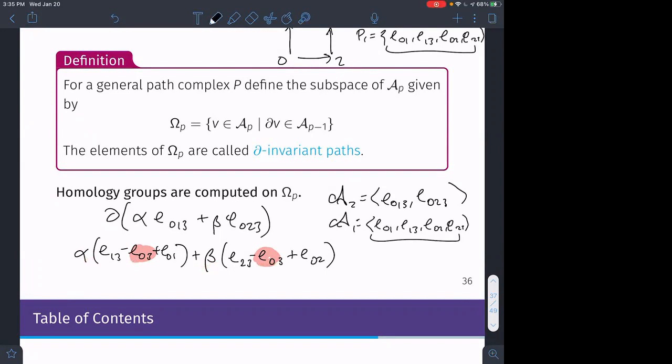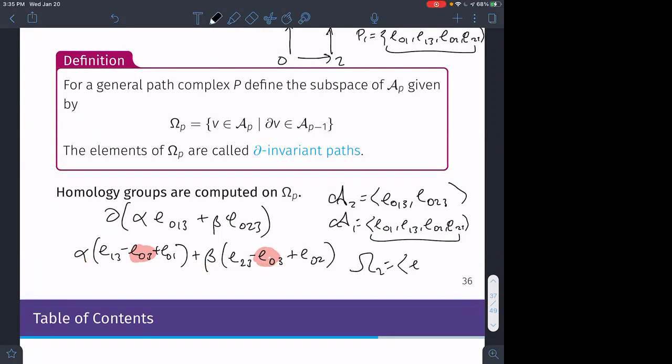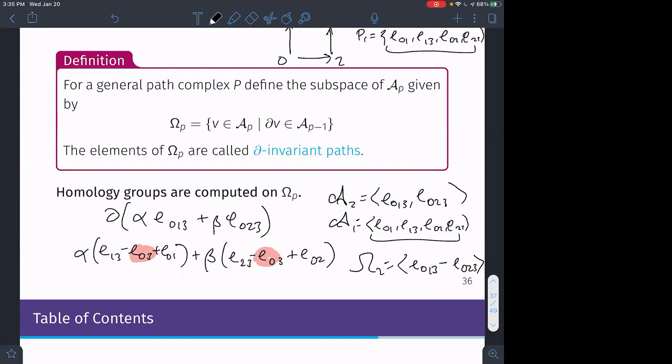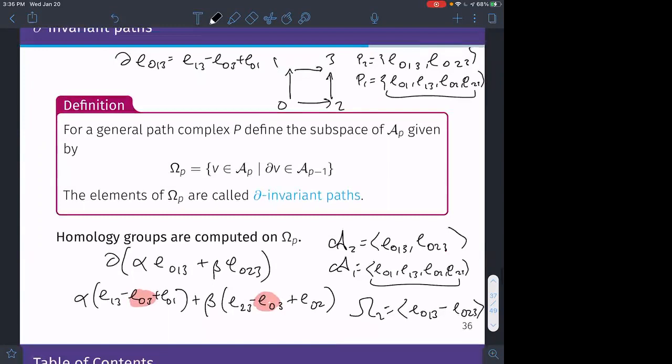Let me see. What I could do is let omega 2 be E013 minus E023, and then everything works out. I see. Okay. So that's careful. The construction is kind of obnoxious in the sense that it's a lot of tweaking to make it actually work. But that's why it takes so long to set it up. So hopefully that example kind of works.